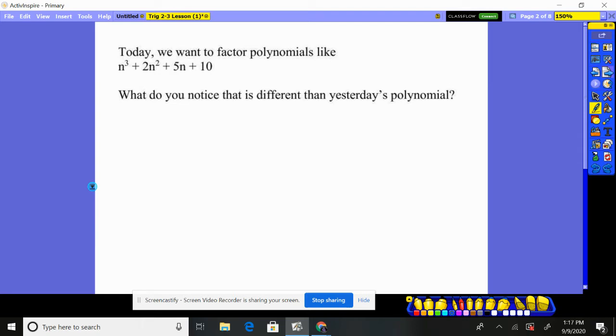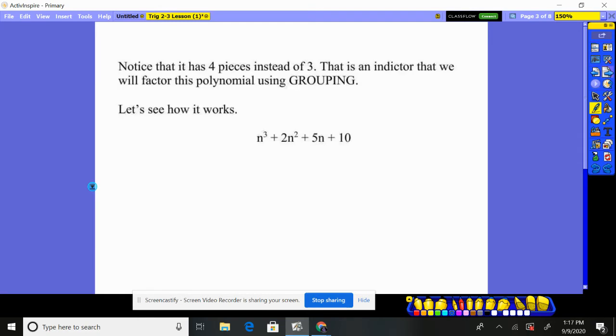Today, we want to factor polynomials like n cubed plus 2n squared plus 5n plus 10. Now, what do you notice that is different than yesterday's polynomial? Well, you'll notice that it has 4 pieces instead of 3. That's an indicator that we will factor this polynomial using what we call grouping. So when you see 4 pieces, 4 terms, like here, 1 piece, 2 pieces, 3 pieces, 4 pieces, we know we're going to factor it by grouping. So here's what we do.